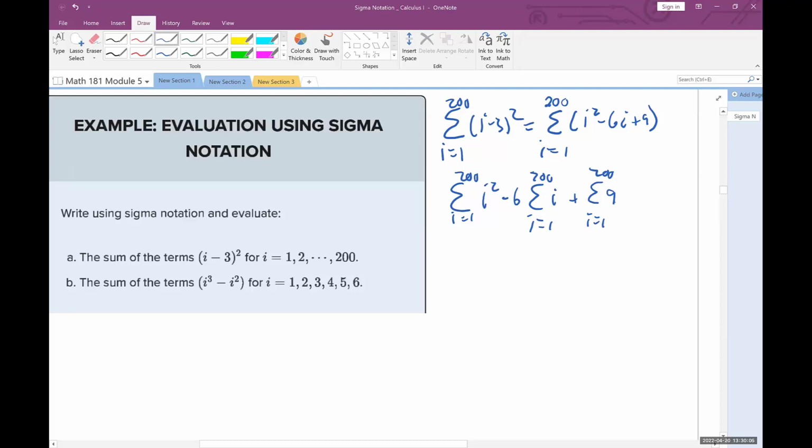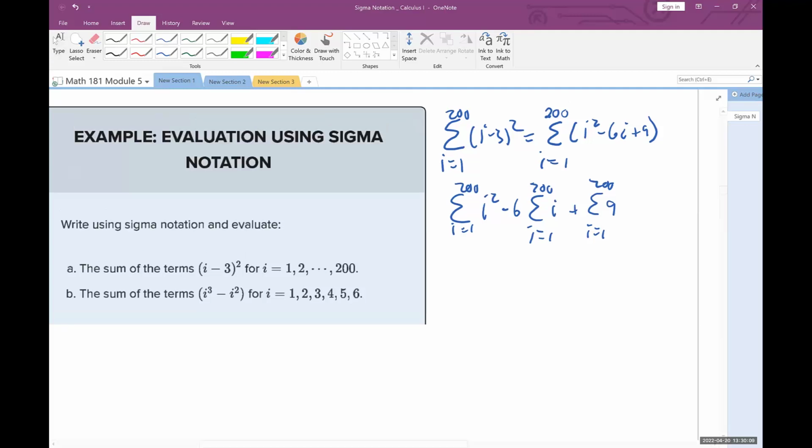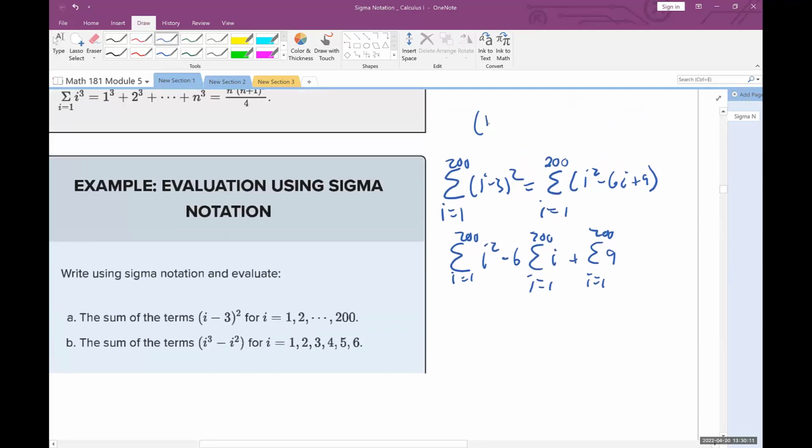Where'd you get the 9 and the 6? I expanded the (i minus 3) squared. Oh. So (i minus 3) squared is (i minus 3) times (i minus 3), and that's going to be i squared minus 6i plus 9.